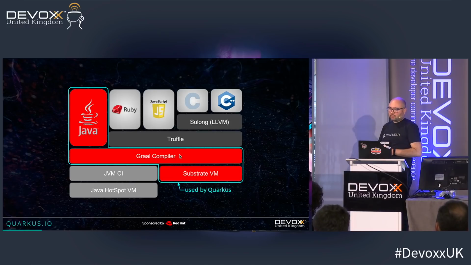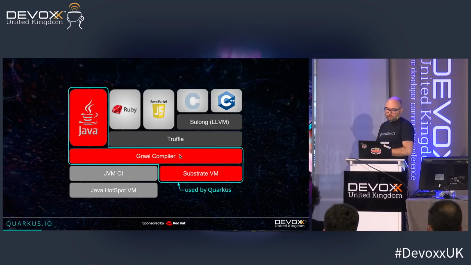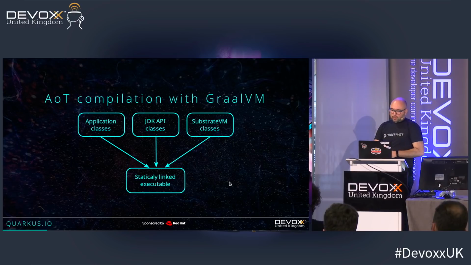The GraalVM compiler is able then to compile bytecode into highly optimized native code, and the Substrate VM, which is one of these components here, is replacing the platform-specific bits of the JDK, let's say. So what you're doing when you're doing this ahead-of-time compilation is you're combining your application classes, the JDK classes that you're using, and some Substrate VM classes, again, only the ones that you're using. And there you get your executable, statically or dynamically linked, that doesn't matter.